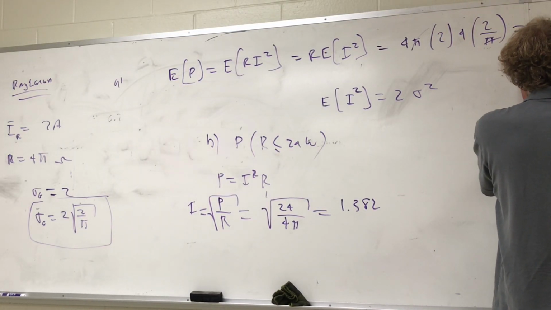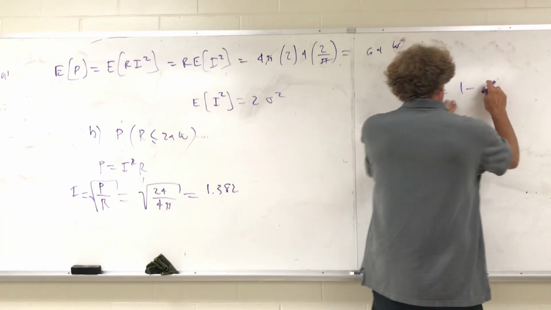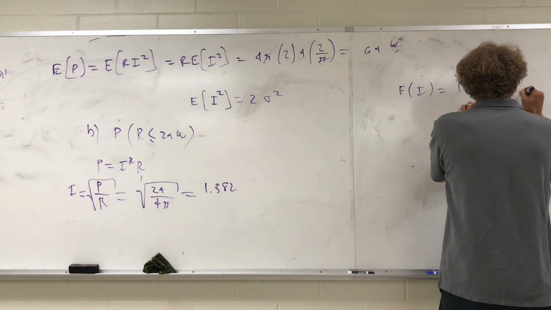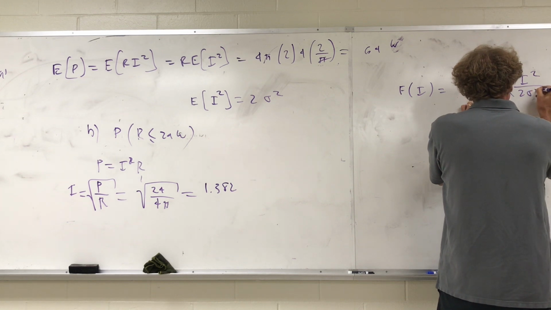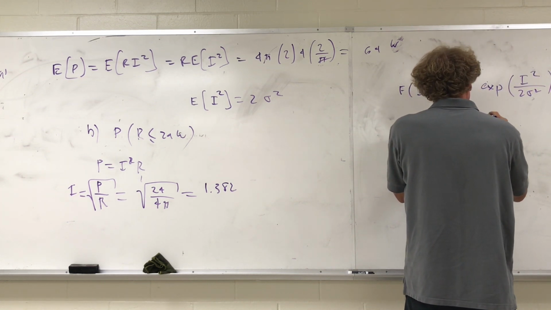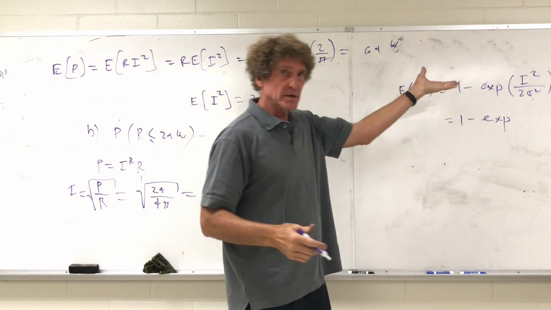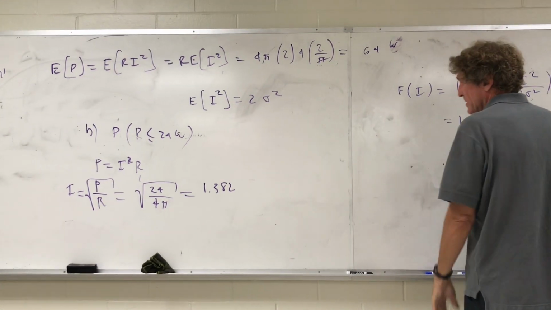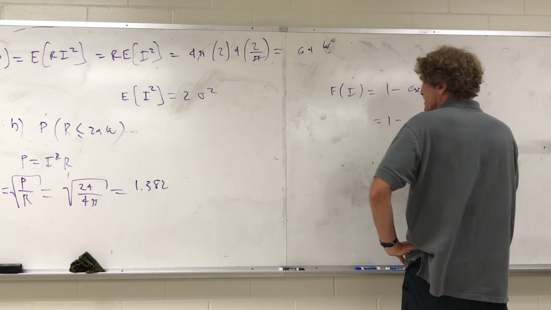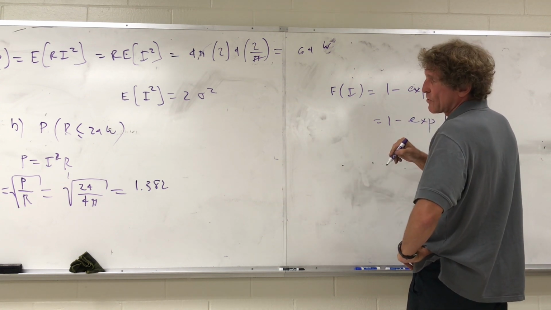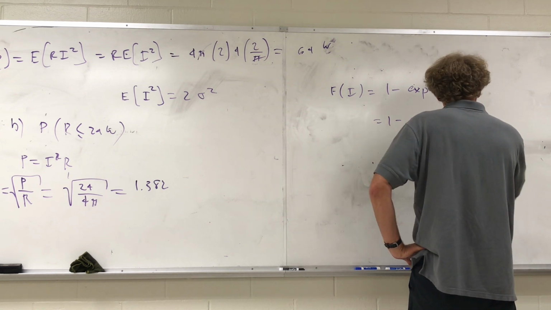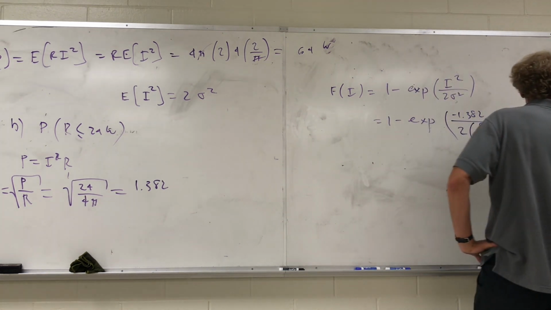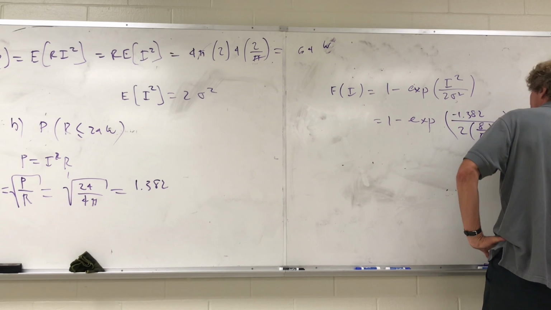So the probability it's less than this is Rayleigh then. So large F of I for this is 1 minus exp. This was the probability it's less than or equal to this value of I squared over 2 sigma squared. Now I'm just putting up what everybody should know, that the Rayleigh cumulative distribution is 1 minus exp of I squared, and that's going to be 1.382 squared over 2, and then sigma squared is 4 times 2, 8 over pi, isn't it? Yeah, 8 over pi. Thank you. And what do you get for that? 0.3127. Everybody agree with that?